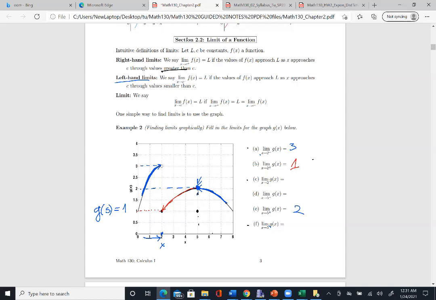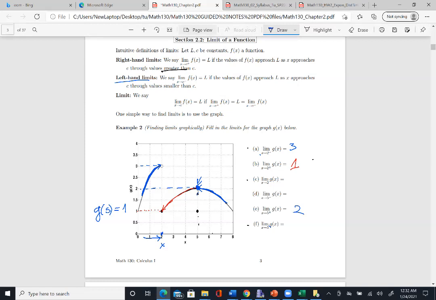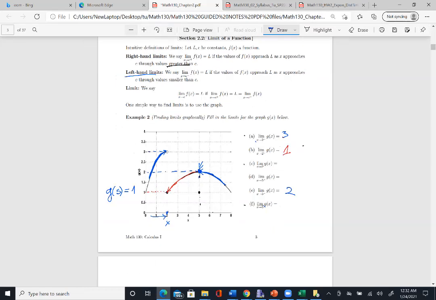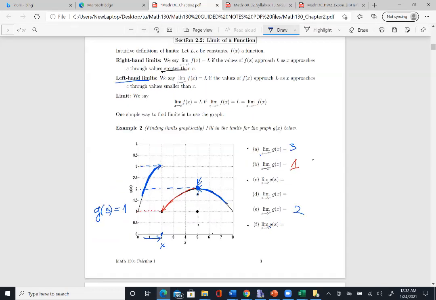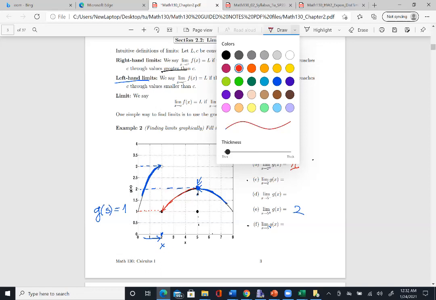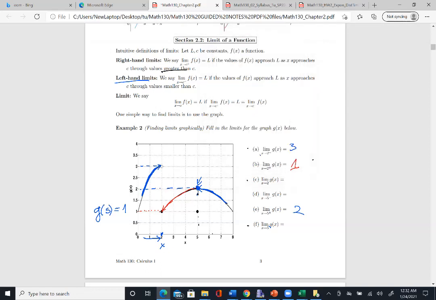What else? For the 5 negative over here, the limit of g(x) when x goes to 5 from the negative side, which means from the left-hand side. Let me change to another color, maybe the orange one. So where's 5? Let me delete this one.